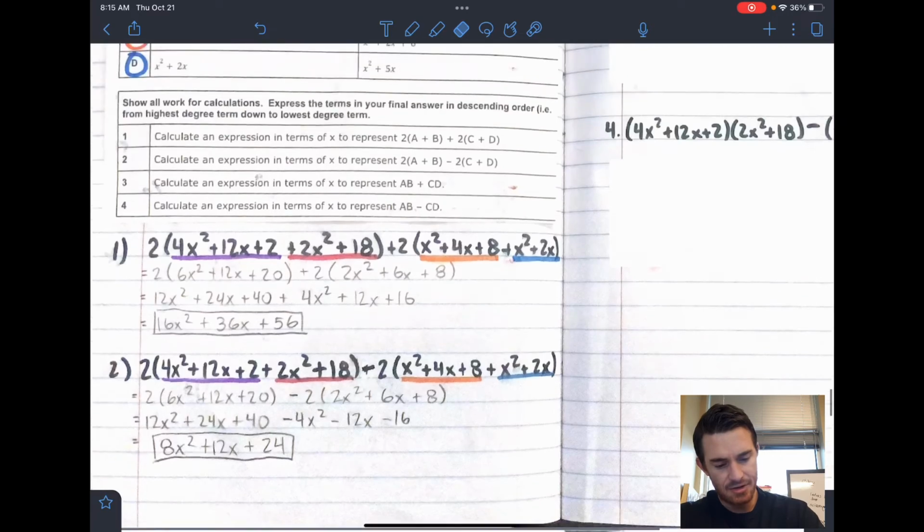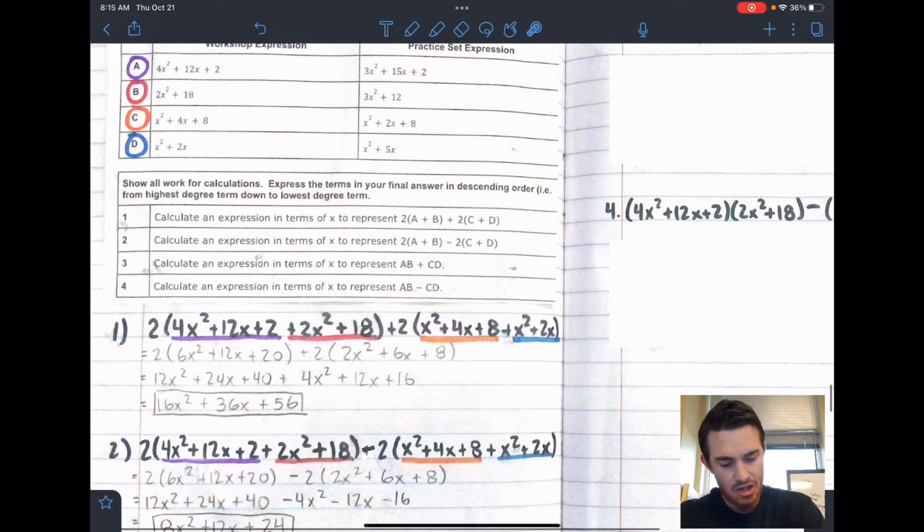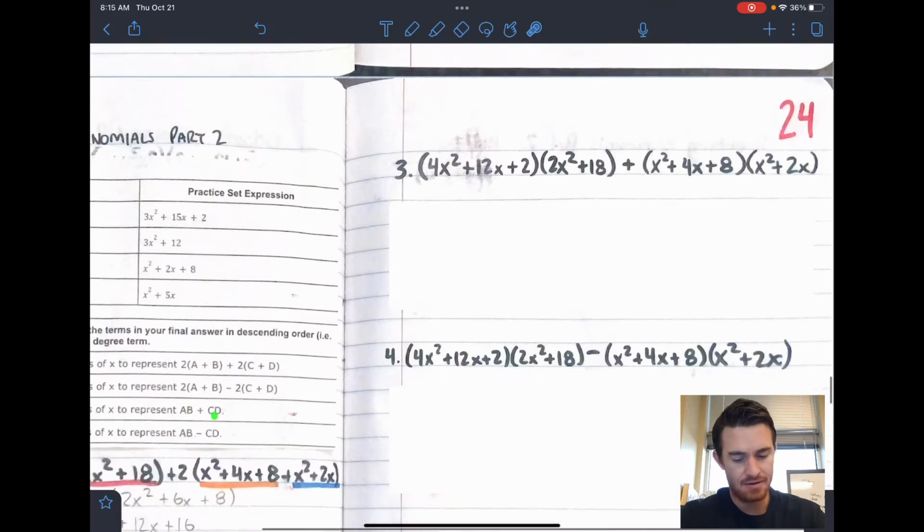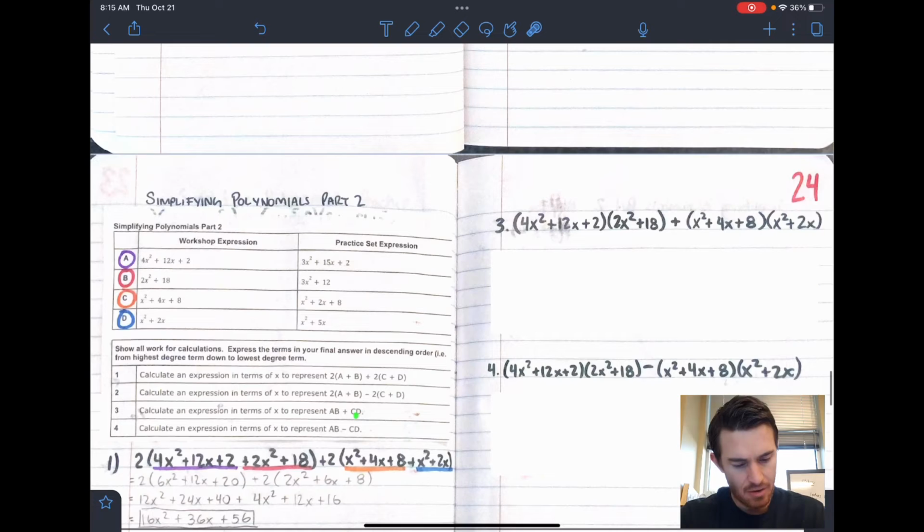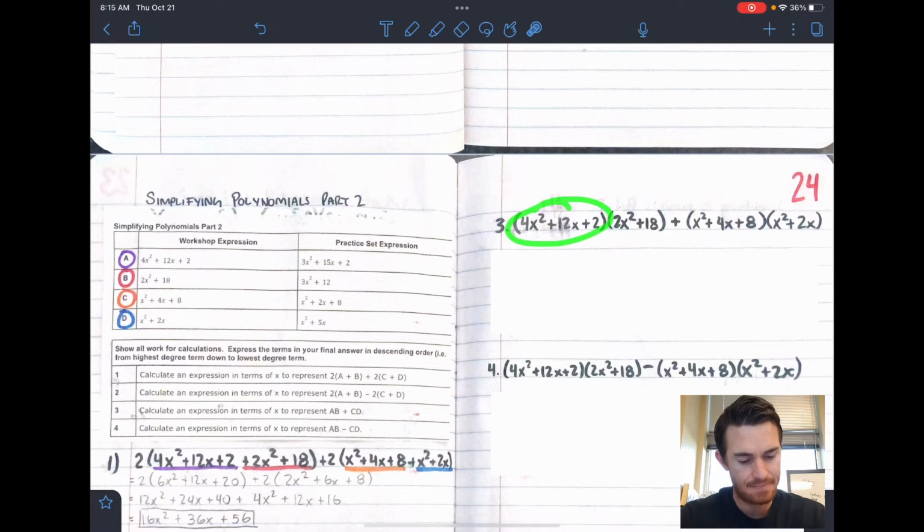Okay, so the next one, we're going to do some multiplication. So we're going to multiply a times b and then add c times d. All right, so I've written that down over here. Okay, so here's a times b, and then here is c times d.